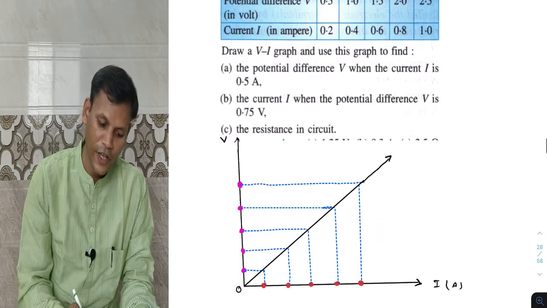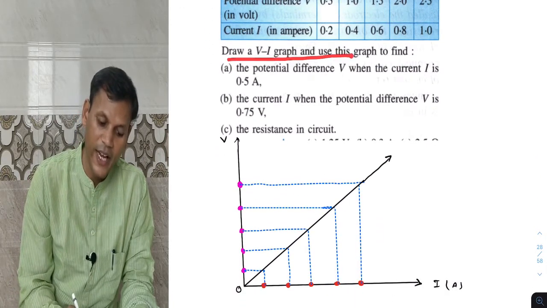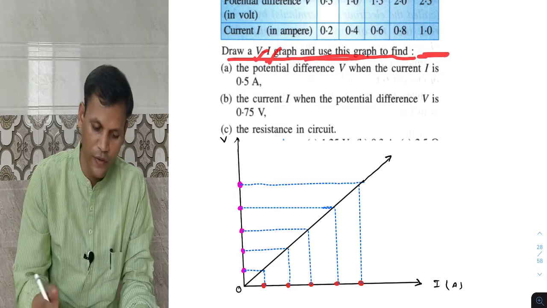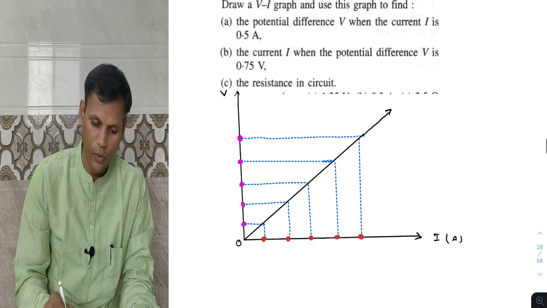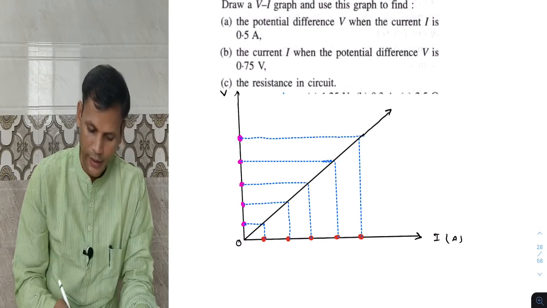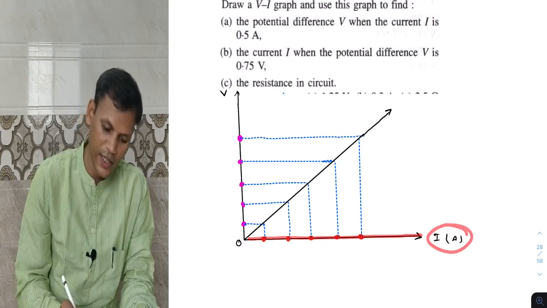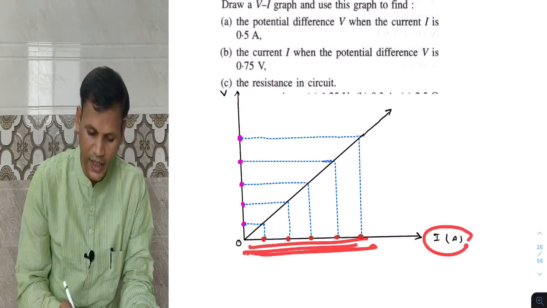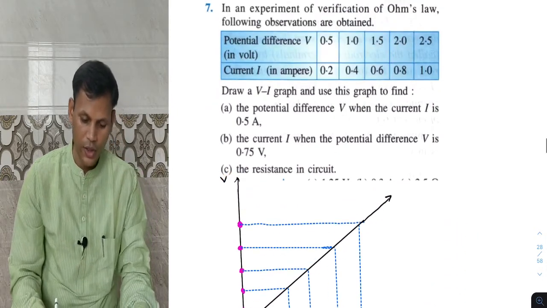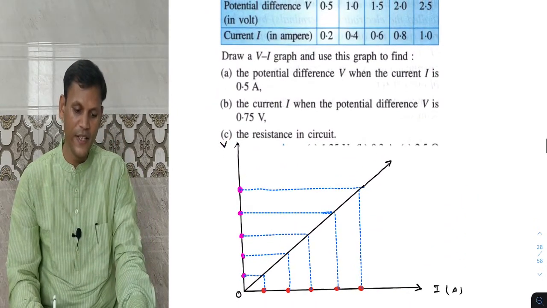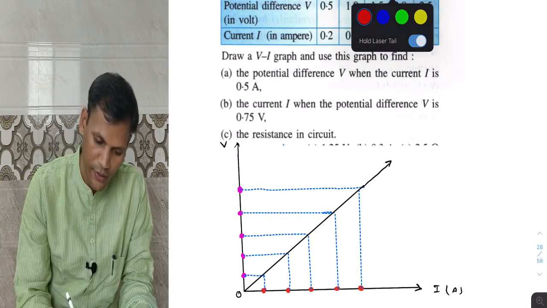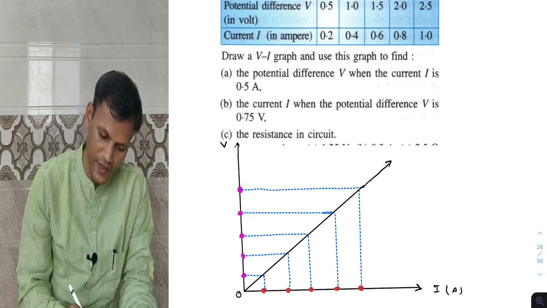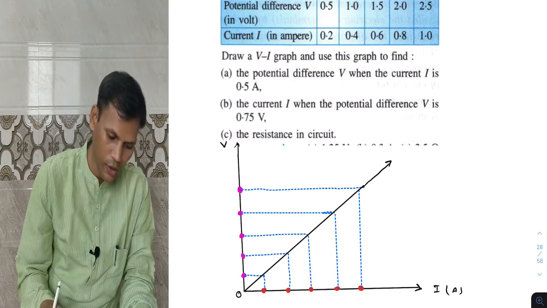For this, the first part is to draw the V-I graph, potential difference and current graph, and use this graph to find the answers. So first we will plot the graph. What I did already till here: this is the axis of the current and this is the axis of the voltage. On the potential difference axis we have 0.5, 1, 1.5, 2 and 2.5.